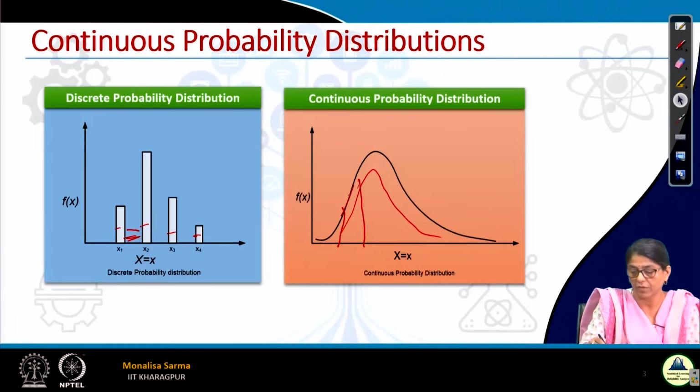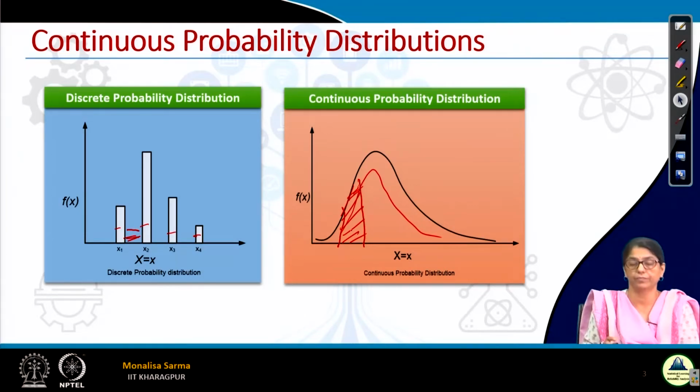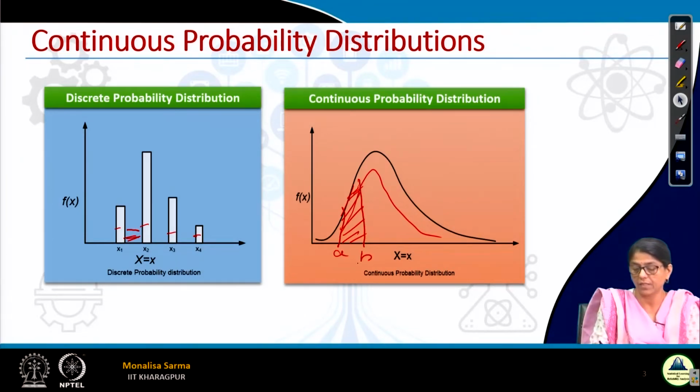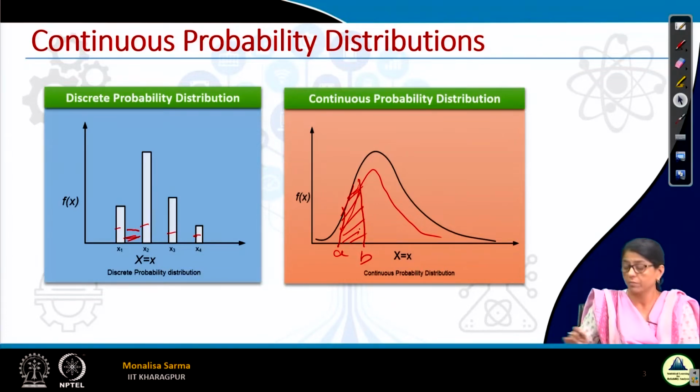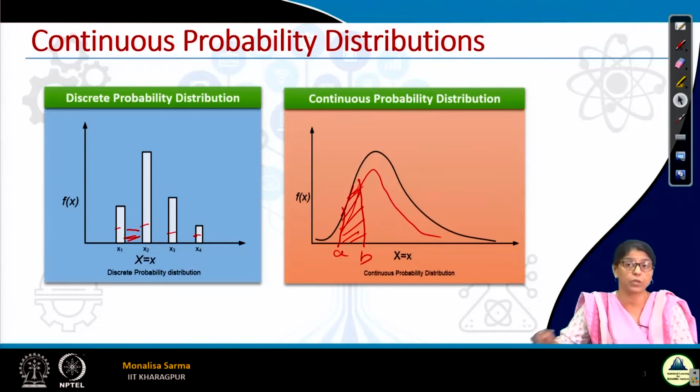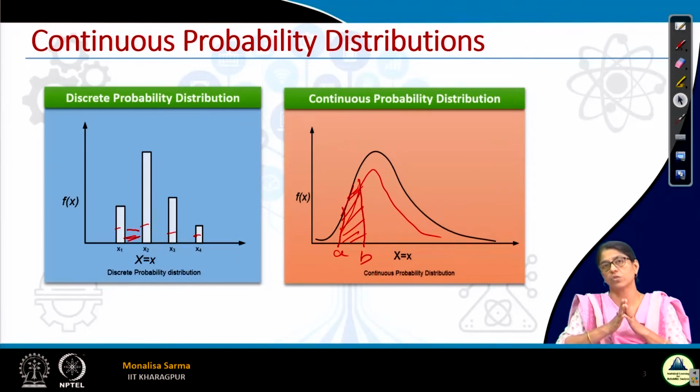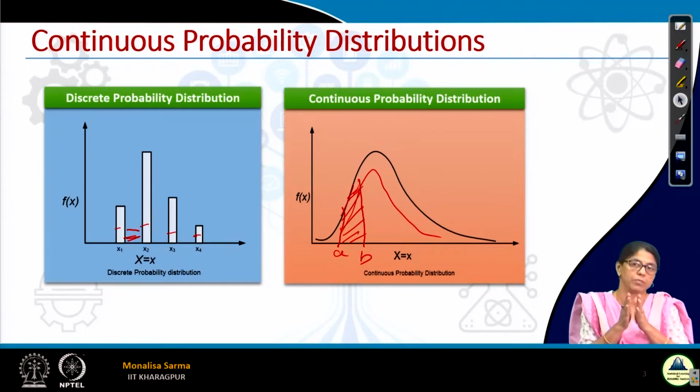Suppose I am considering this area. I will have to find the area of this region. Suppose this is A, this is B. I will have to find the area of this region to find the probability. It will never be at a single point. I already mentioned that probability at a single point is equal to 0. So, when we talk of probability in the continuous domain, it has to be within an interval, maybe a very small interval, maybe a bigger interval.